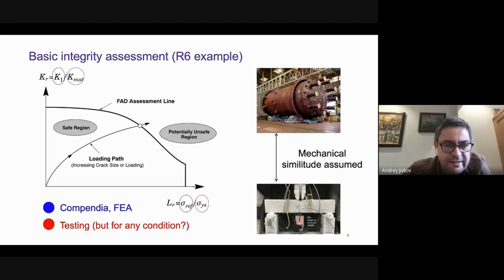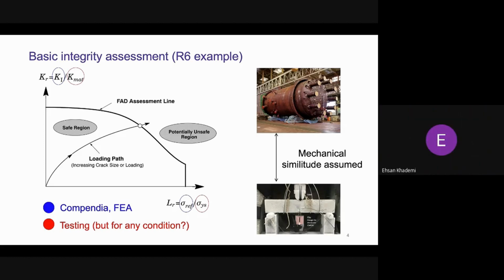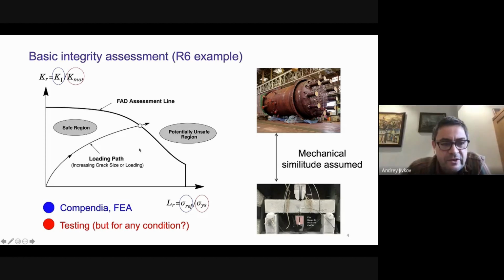When you calculate these two parameters, do you see my mouse actually? Probably not. Yes. So you're going to have an assessment point, which may be inside here, which is the safe region, or outside, which is the potentially unsafe region. So this is the basis for integrity assessment that the nuclear business uses.